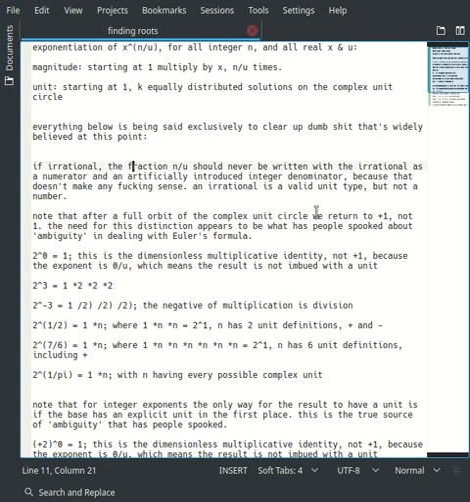An irrational is a valid unit type, but not a number. The denominator denotes your unit. The numerator denotes your number. So, we're like, oh, I don't like square root of 2 on the bottom, so if it's square root of 2 on 2, that's better than 1 on square root of 2. Fucking Christ.